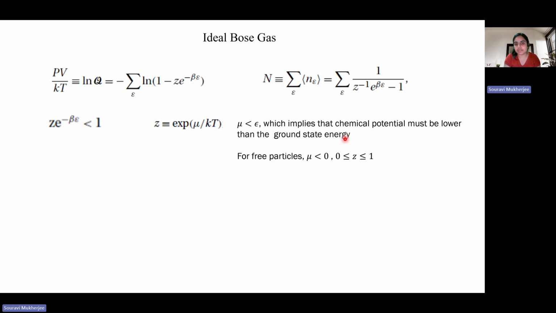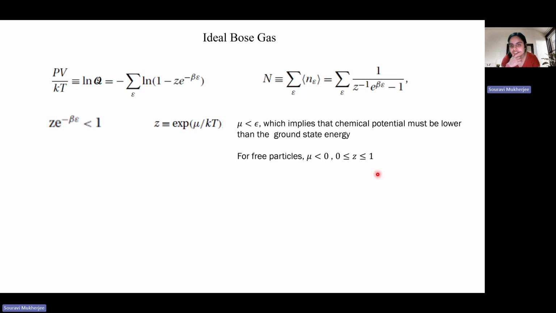So if you're talking about a free particle, where the lowest energy can be 0, in that case your mu, the chemical potential, should be less than 0. And in this limit, what would be the value of z? z would therefore vary from 0 to 1. As you go towards 1, you are going more towards the quantum regime.